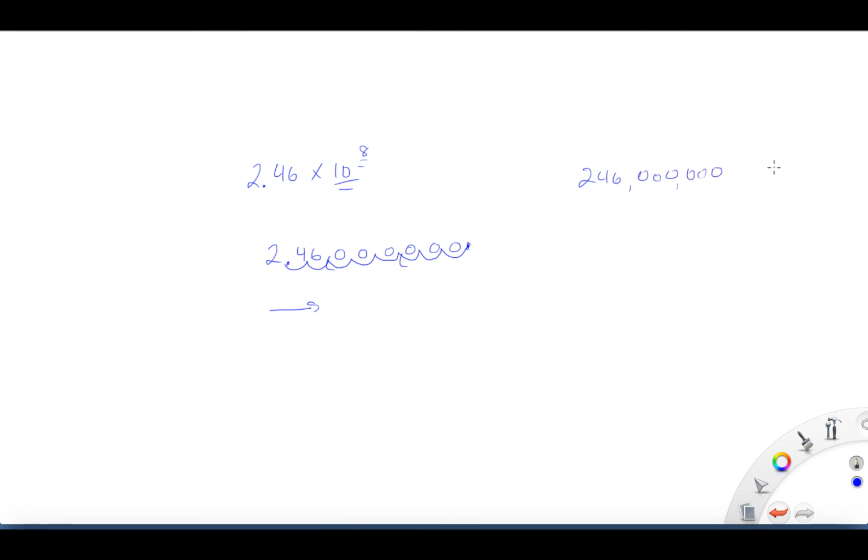See, scientific notation isn't really that difficult. It's just about making large numbers manageable. We can write it in a short amount of time. This is half the distance of writing this whole number out. So this does save time, save space, save energy.